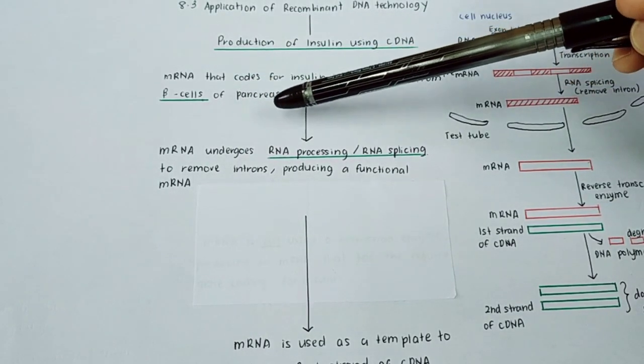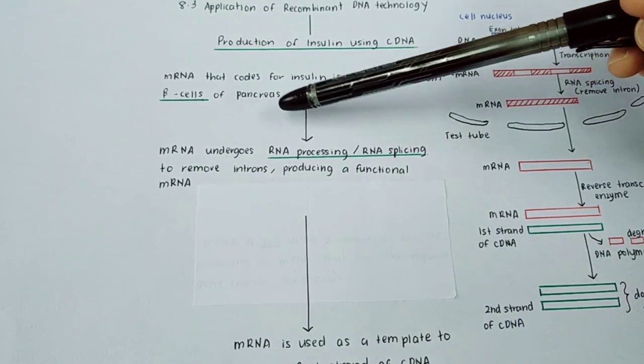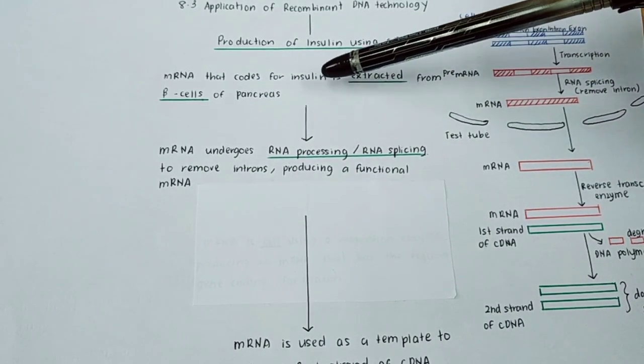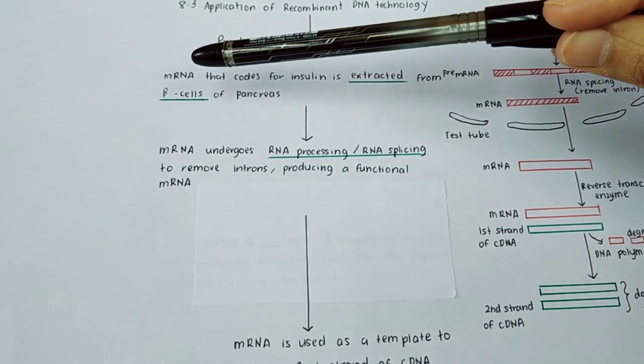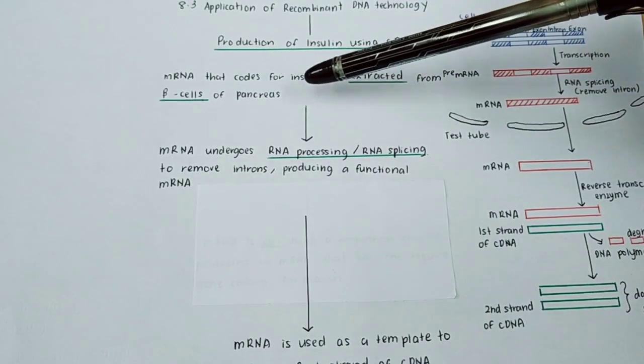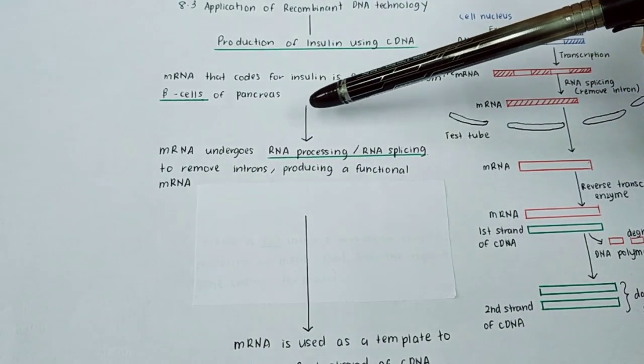Kenapa beta cell of pancreas? Sebab secara normal, beta cell of pancreas will secrete insulin. So, that's why mesti kita perlukan mRNA that codes for insulin from the beta cell of pancreas.